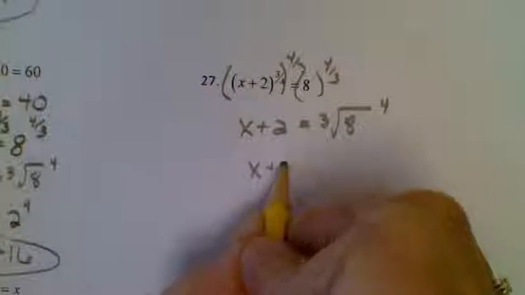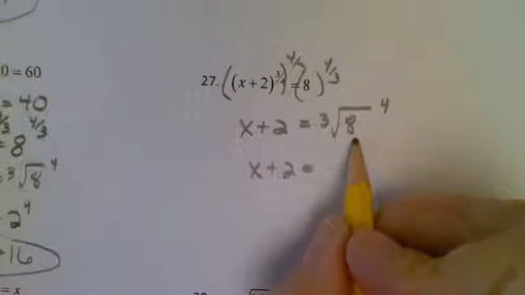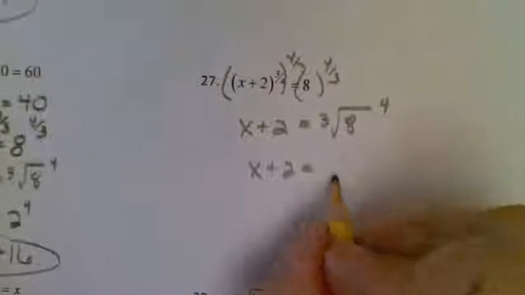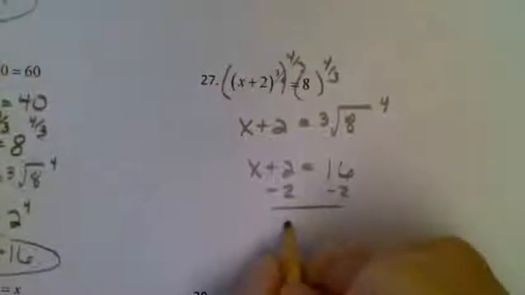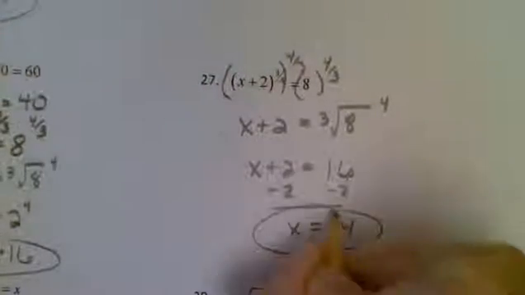So x plus 2 will equal the cubed root of 8, which is 2. 2 to the 4th power is 16. And then I'm going to subtract 2 on each side to get x is 14.